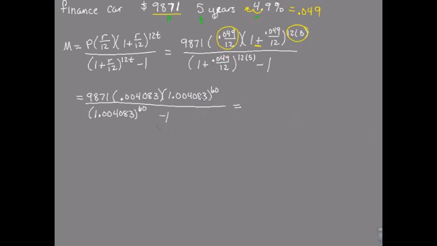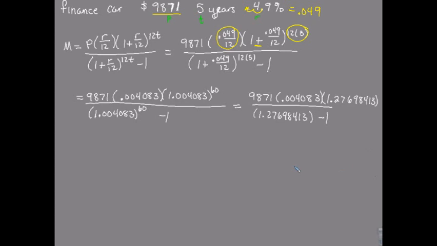Next, I'm going to do my exponents. So this part won't change, this part won't change, but this part will. So I'm going to do plus 1, and I'm going to raise it to the power of 60. I'm going to get 1.2769841 minus 1. This number and this number will always be the same as you go through because you can see they're the same thing, right?